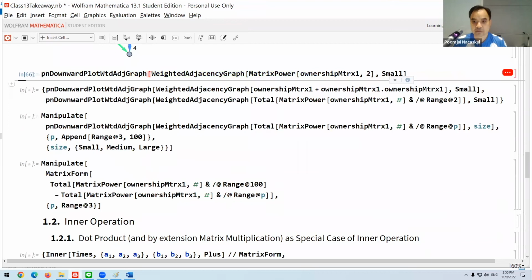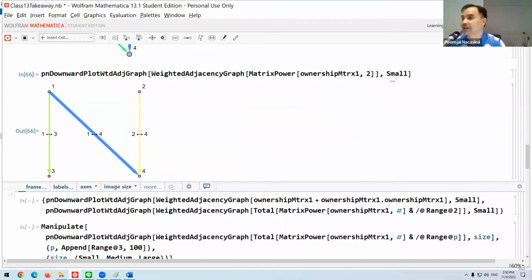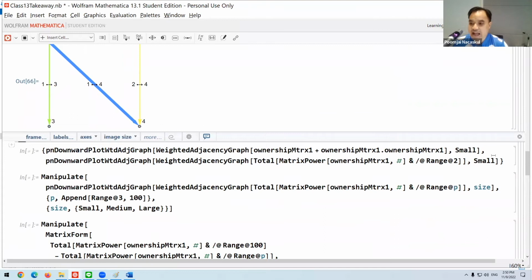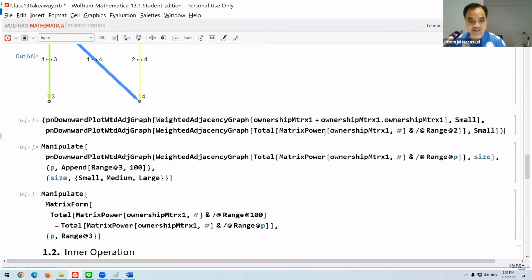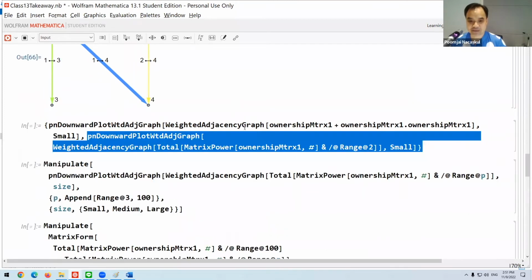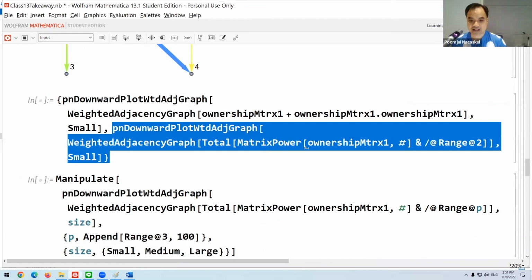2. Oops. Same thing, right? Fine. Well, now I don't want just power. So notice this is a critical one. Okay, you make it larger. Right. Watch this. Matrix power, ownership to the power P. Okay. I apply this to range 2.